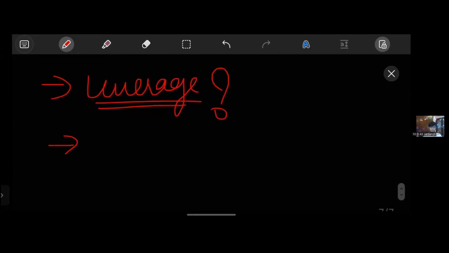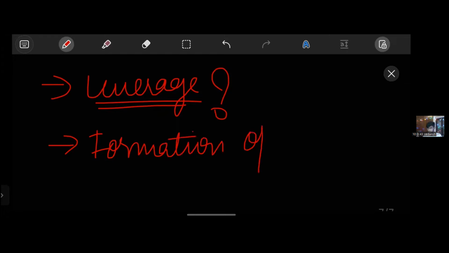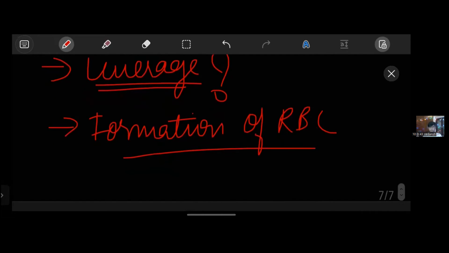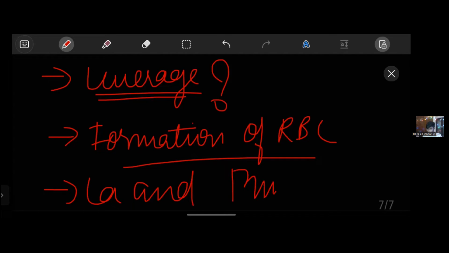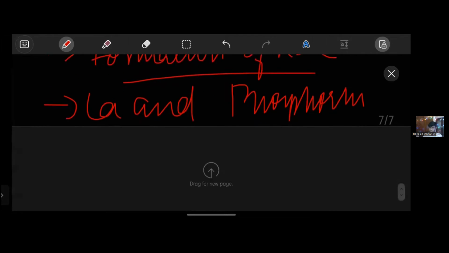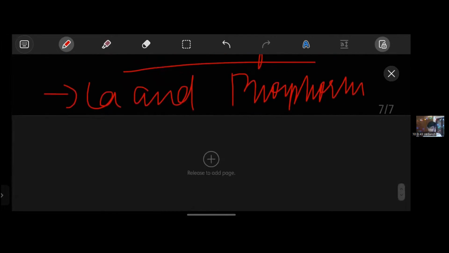Now, it also helps in the formation of blood cells. This is a concept of class cells, so I'm not going into details. Red blood cell. Then, it is a storehouse of calcium and phosphorus in the body. Cool.